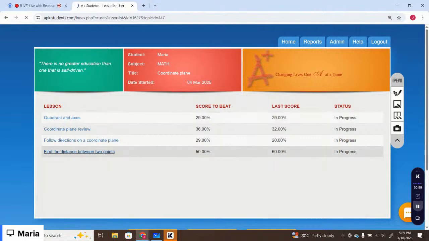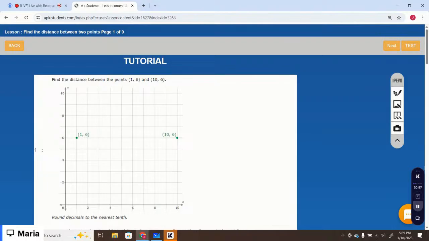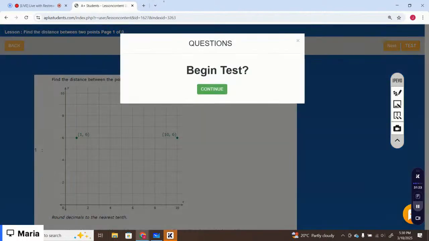Find the distance between 2 points. Let's just start with the test questions.